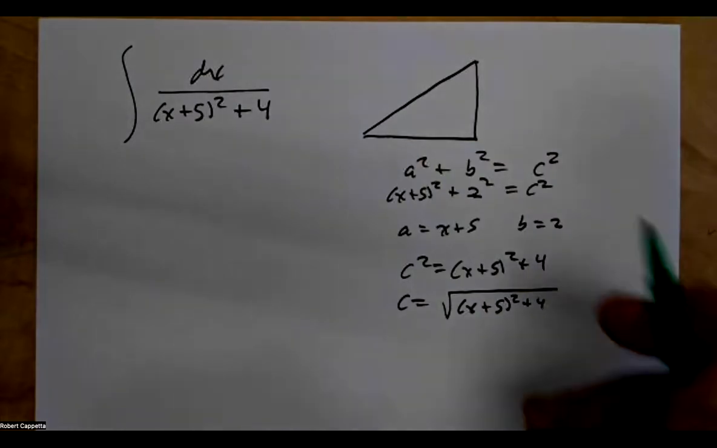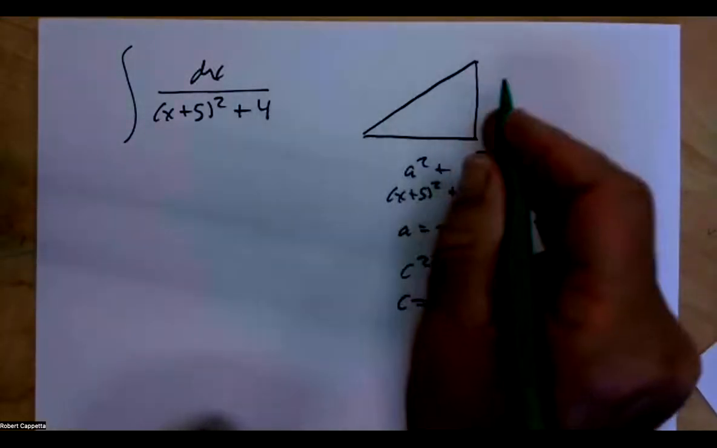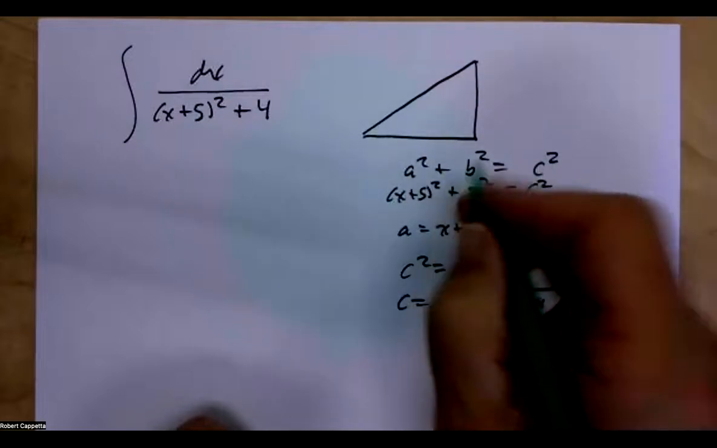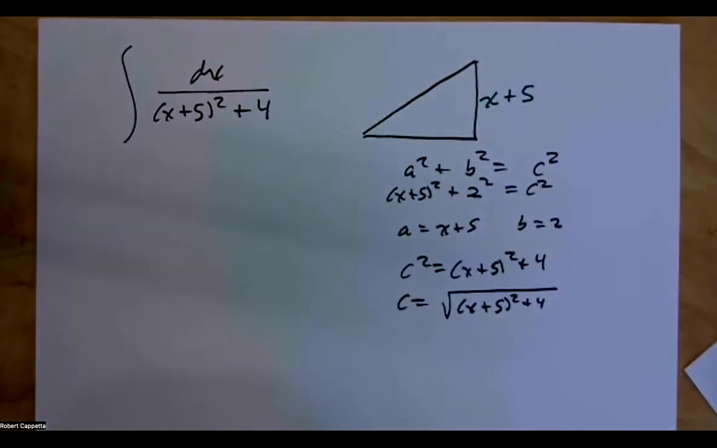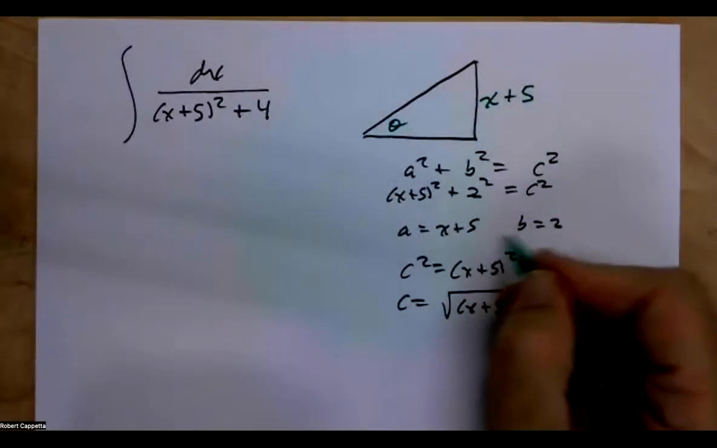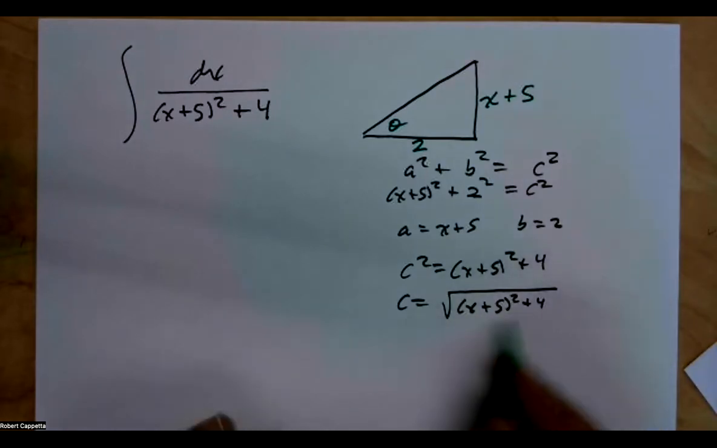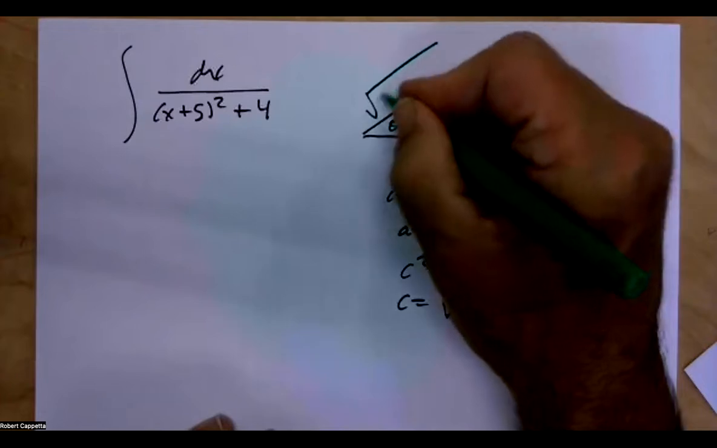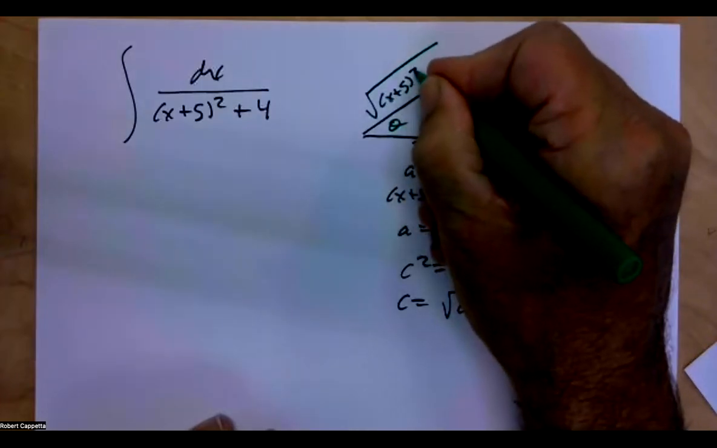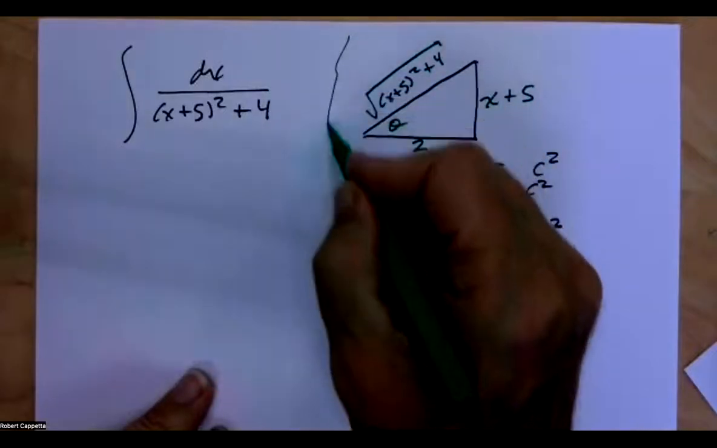So let's label accordingly. I need an x plus 5 and I need a 2. I'm thinking tangent here, if you recognize the form. Tangent is opposite over adjacent. So I want the x plus 5 on the vertical piece. So the x plus 5 is going to go here, theta here, of course. And then b is 2. 2 is going to go here. And then my third side, c, is going to be the square root of x plus 5 squared plus 4. So we've done the hard part. We've constructed the triangle.